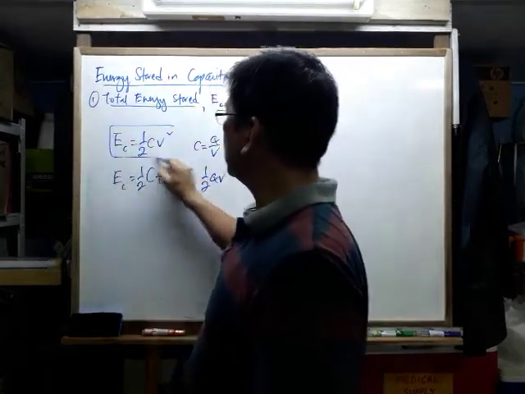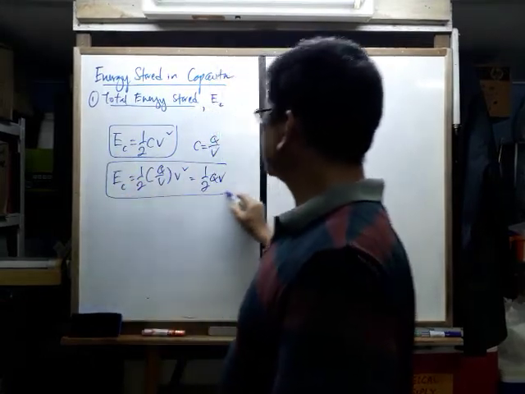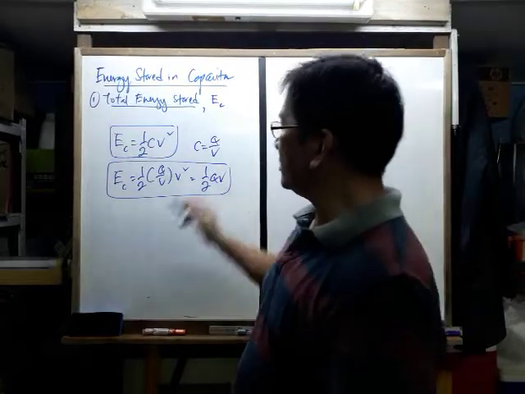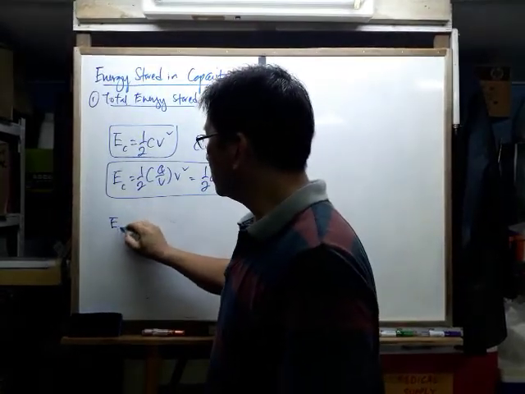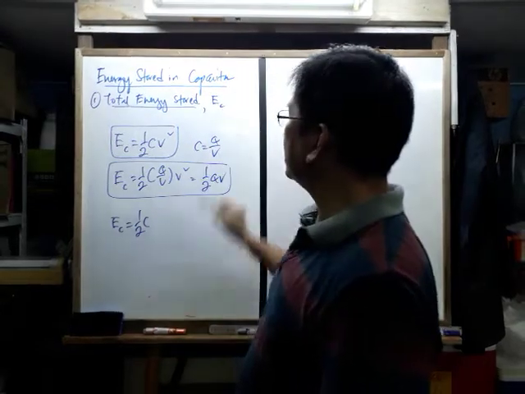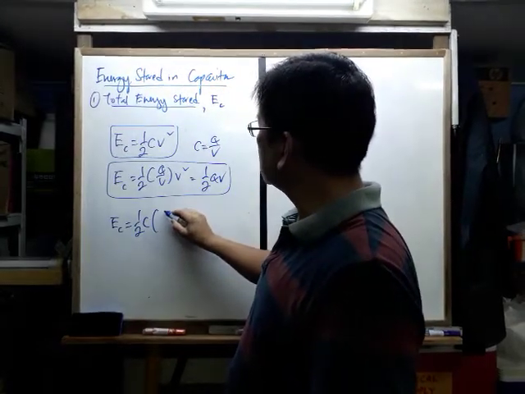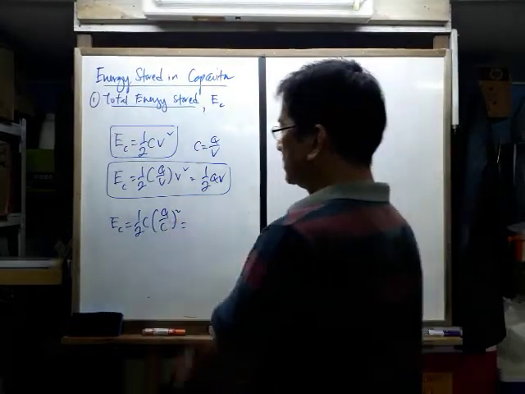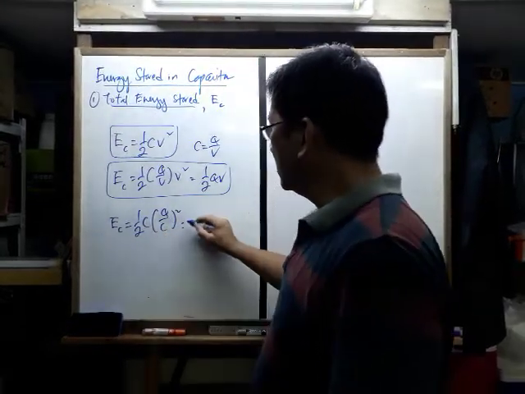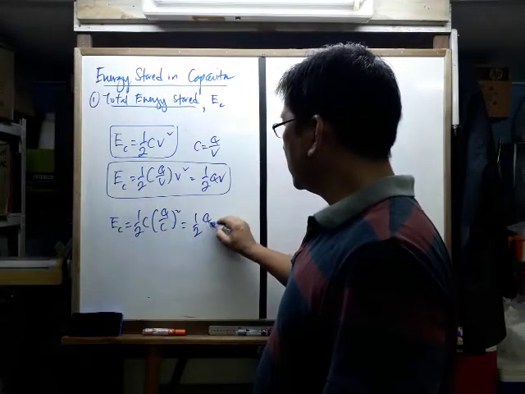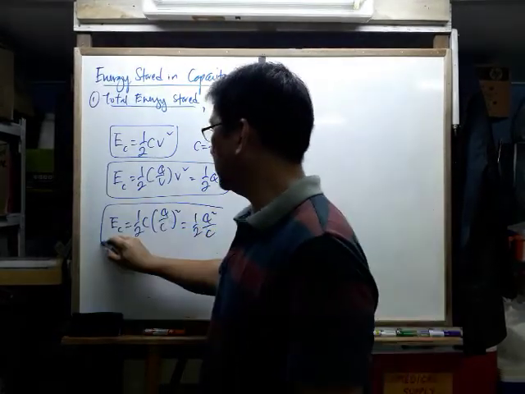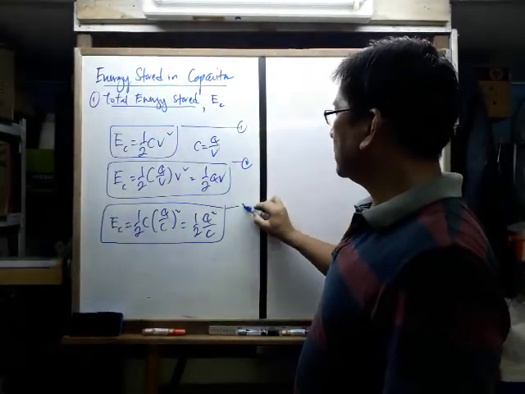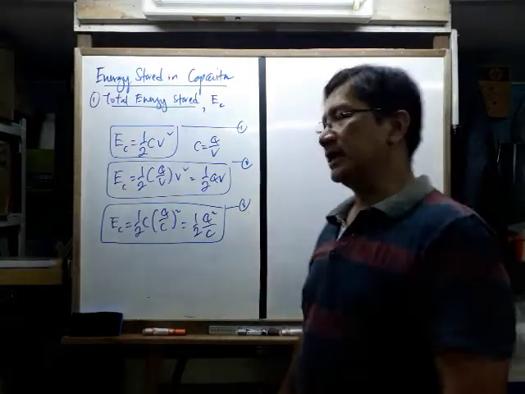So you have one equation, you have two equations, you have another one which is related to C and Q. So that one we're going to replace the V. So the V is Q over C, squared. When you square this, you're going to have this cancel by 1. So you have half Q squared over C. So that is a third equation that we can actually use to calculate the energy stored inside a capacitor.